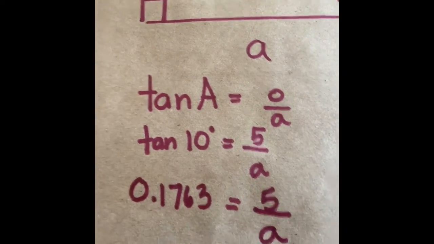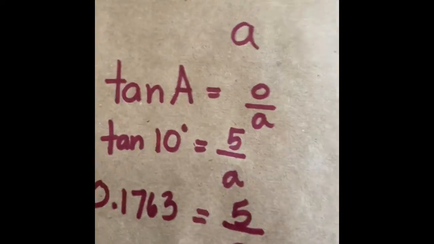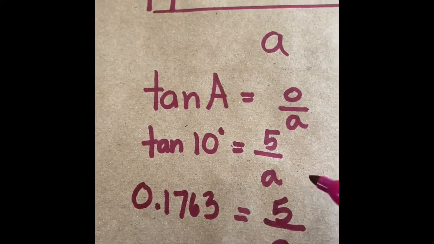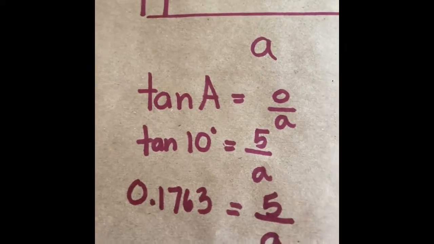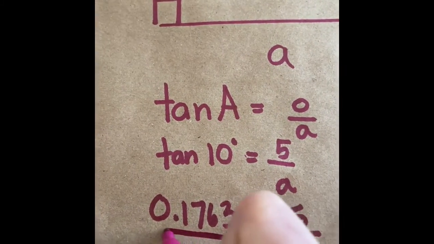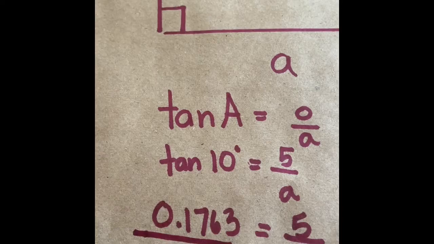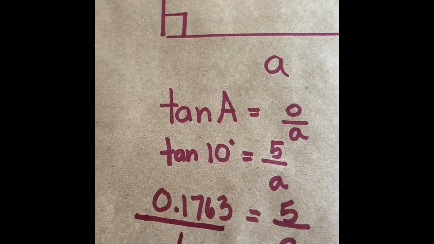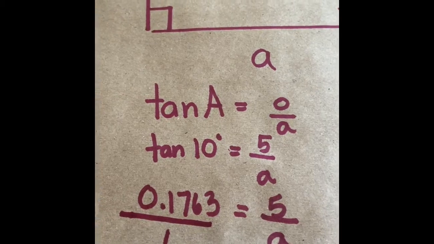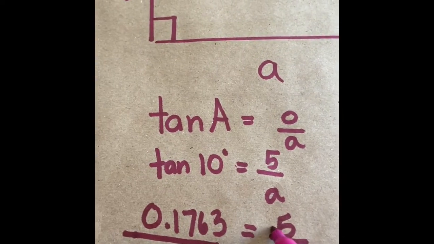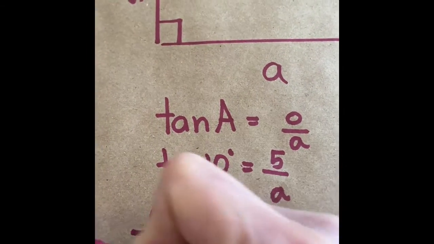Now, this is different than last time because last time my variable was on the top. So if I've been your teacher before, I've taught you this trick. Over here, you can put a 1, okay? Because 0.1763 is the same thing as 0.1763 divided by 1.